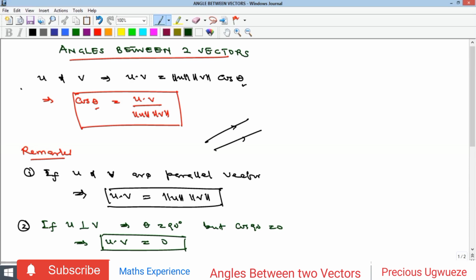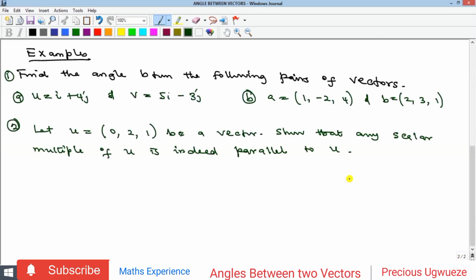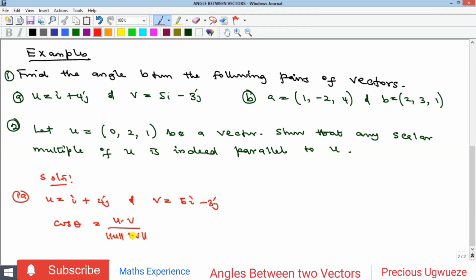So we'll quickly look at some examples now. The example says find the angle between the following pairs of vectors. We are given two pairs of vectors, A and B. We will do the first one. To find the angle between these two vectors, we remark that cos theta is equal to u dot v all over the magnitude of u by the magnitude of v.